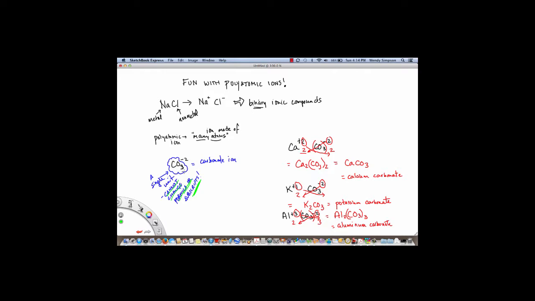You just need to pretend, essentially, that this is a single ion. Just like chloride is a single ion with a -1 charge, carbonate is a single ion with a -2 charge. Okay? They can combine to make ionic compounds, as we see here. So we'll take a look at some other examples.